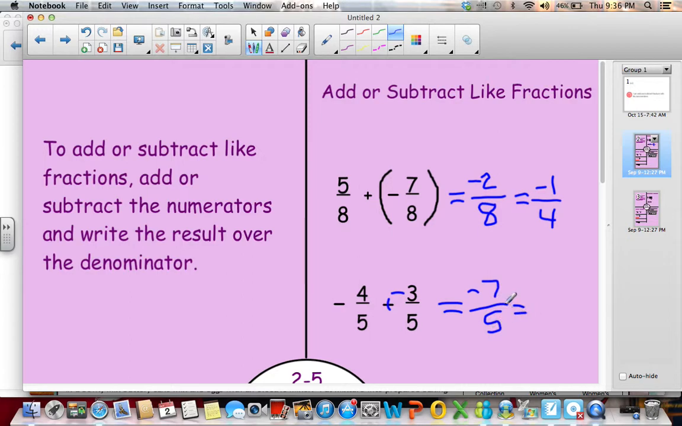I can simplify that. I know this is an improper fraction because my numerator is greater than my denominator, even though it's a negative 7, but for now we just look at it as 7/5. I know that 5 goes into 7 once, and then there's 2 left over because if there's 1 5, then I go 2 more to get to 7. So I have 1 and 2/5. And then we make it negative. So negative 1 and 2/5 is the answer to that.